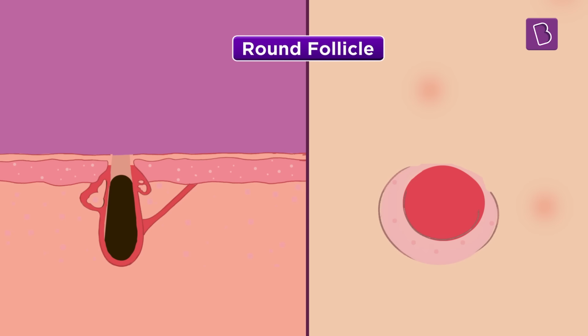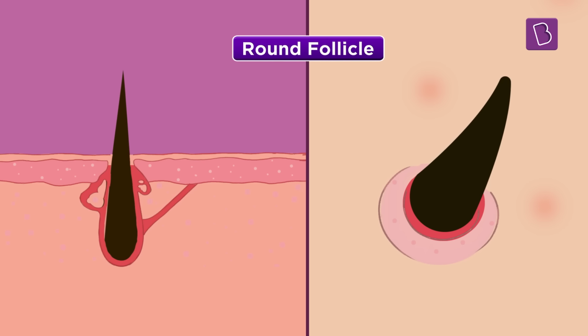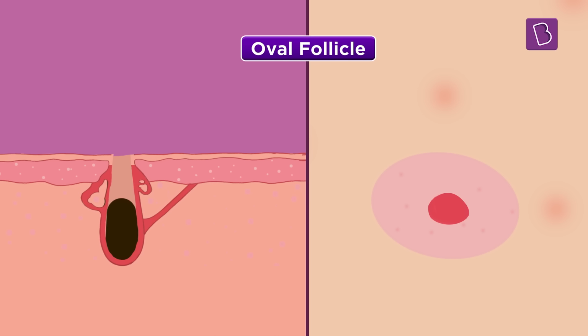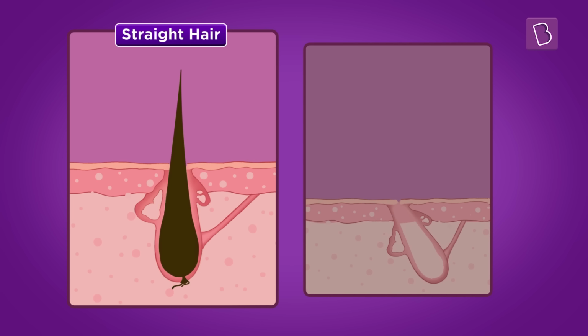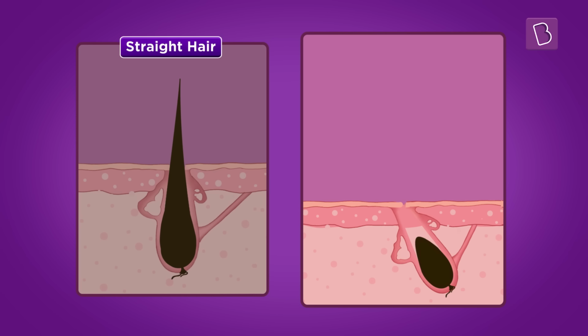Similarly, if the follicle is round, the hair that grows out of it is straight and round. On the contrary, if the follicle is oval, the hair is wavy or curly and flatter. In fact, even the way that the follicle is placed in the scalp makes a difference to the curliness of our hair. If the follicle is placed vertically in the scalp, it will grow a straight hair strand. If the follicle is placed in the scalp at an angle, the hair that grows out of it will have some curl or wave.